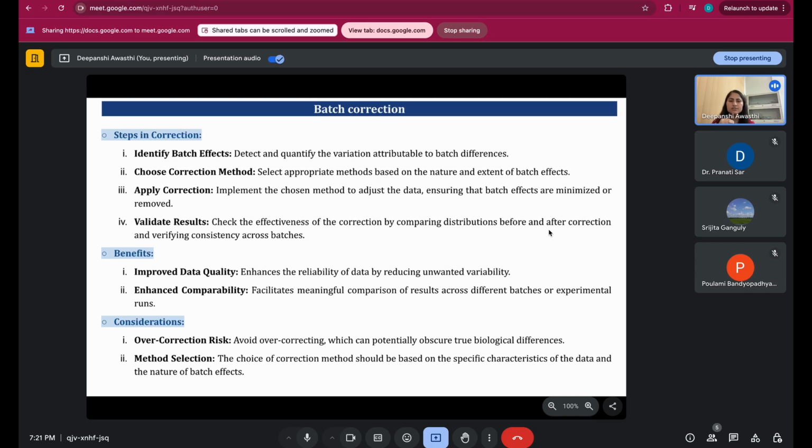In the later slides we will see how two datasets vary before normalization and after normalization, what normalization is actually doing, and how you can analyze whether your normalization is doing a good job or not. So that we will see.